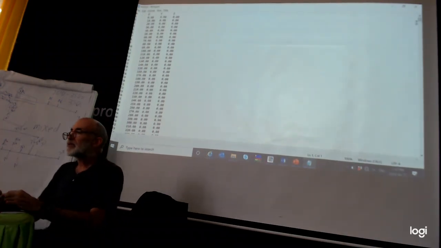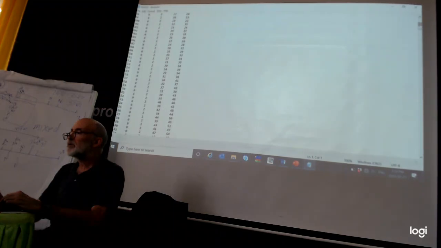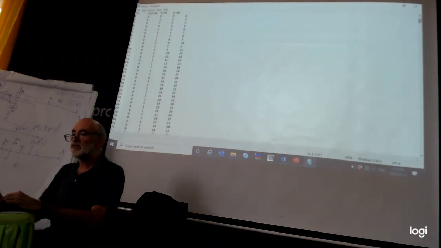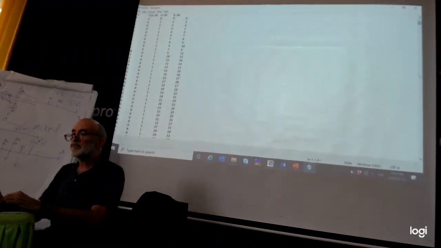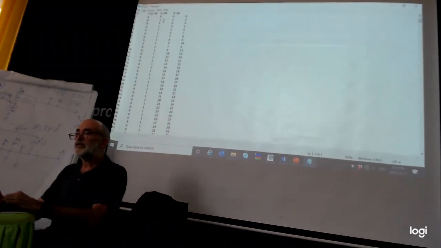These are the positions of the electrodes, 1 to 72. And here's the A, B, M, and N.